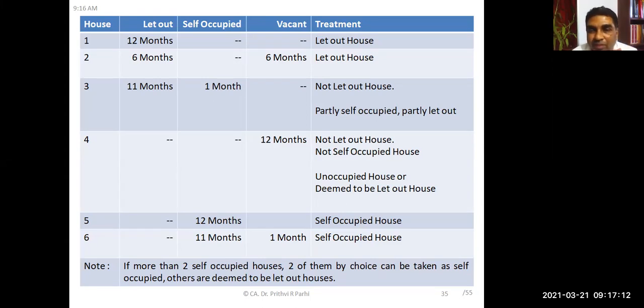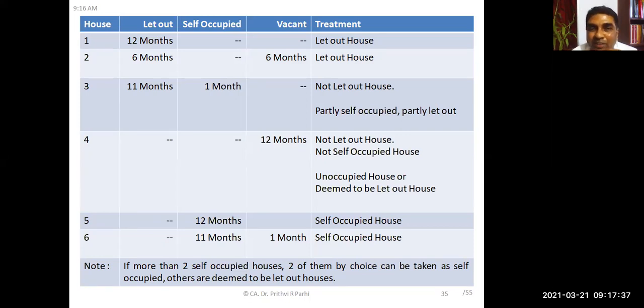So can you repeat this again? Please read the last note. If more than two self-occupied houses are there, 2 of them by choice can be taken as self-occupied house, and others shall be deemed to be let out houses. So this situation will come. Two of them by choice means what? By choice means the assessee will exercise his choice, his option.